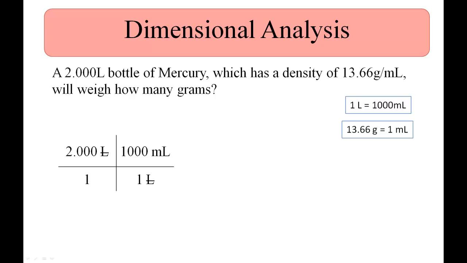If I'm going to write out the density, I am going to put the milliliters on the opposite side, like so. Now I have the milliliters canceled out and the liters canceled out, and the only unit I'm left with is grams. Since that's the answer we want, we can start doing the math. I start with 2.000, I divide by 1, I multiply by 1,000, I divide by 1, I multiply by 13.66, and I divide by 1. That gives me an answer of 27,320 grams.